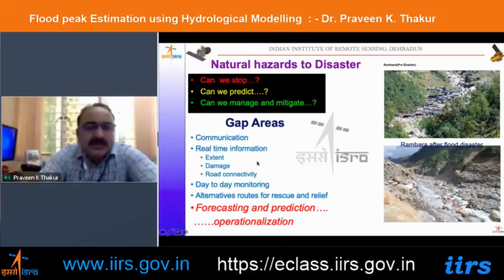During active floods, there is a big gap due to communication, real-time information, and day-to-day monitoring. We cannot stop floods because it is nature's own system of taking care of the planet Earth's weather system. But we can predict them, yes. Once we can predict them, we can also manage and mitigate the effects by putting formal regulation and other mitigation measures in place, like structural and non-structural flood control measures. The non-structural measures will include the forecasting and prediction of these floods.